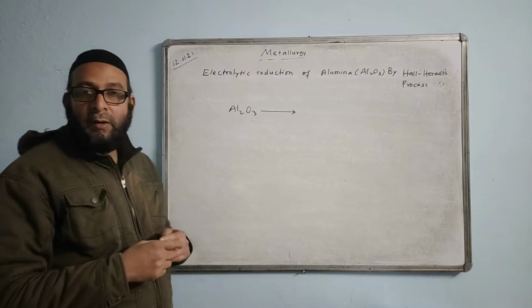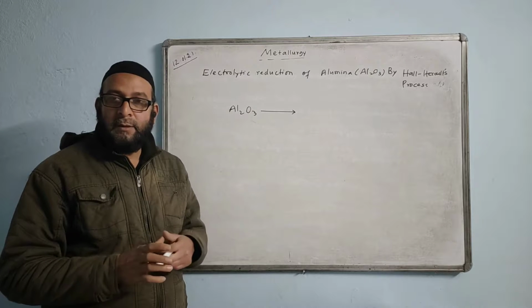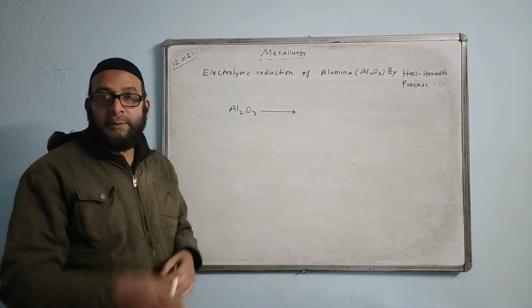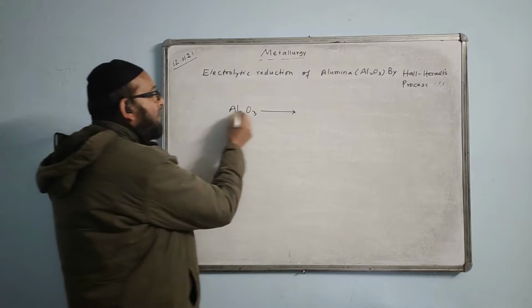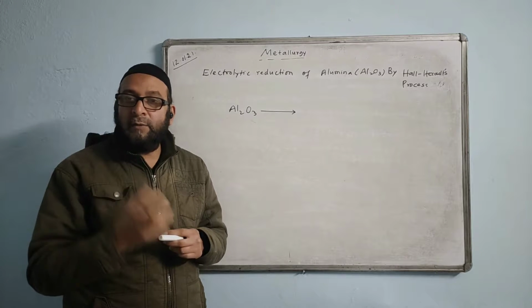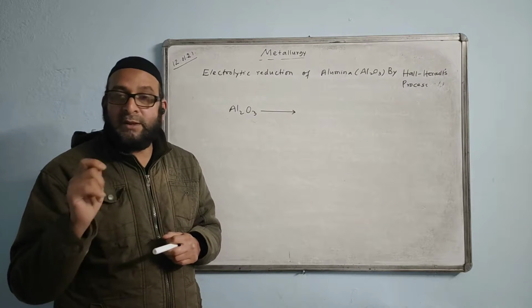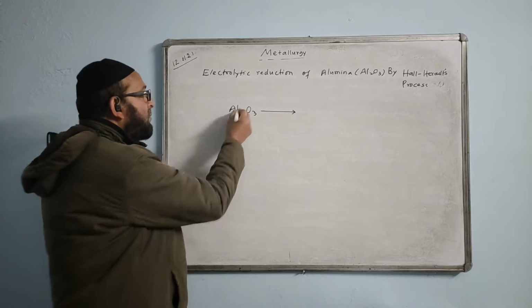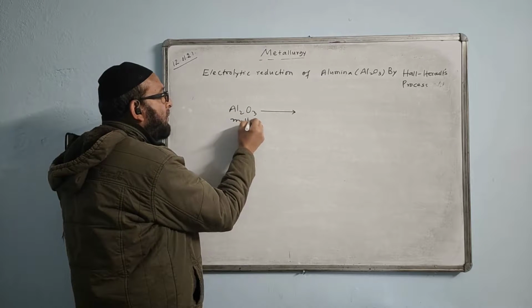Héroult's process. I'll come to the process later on. First you see the electrolysis and what happens. Aluminium electrolysis we always do in the molten state of the substance or in the aqueous state. Aqueous means mixed with water. So this one is in the molten state.